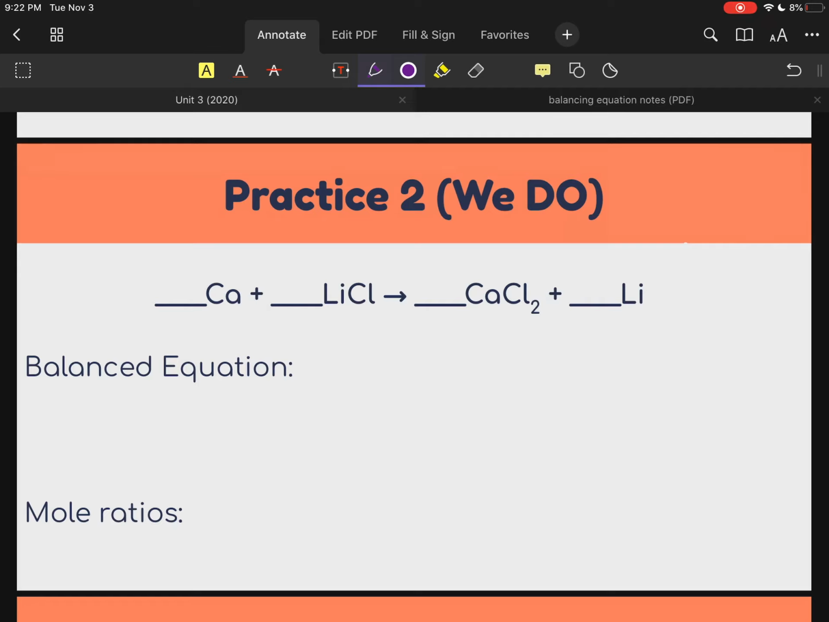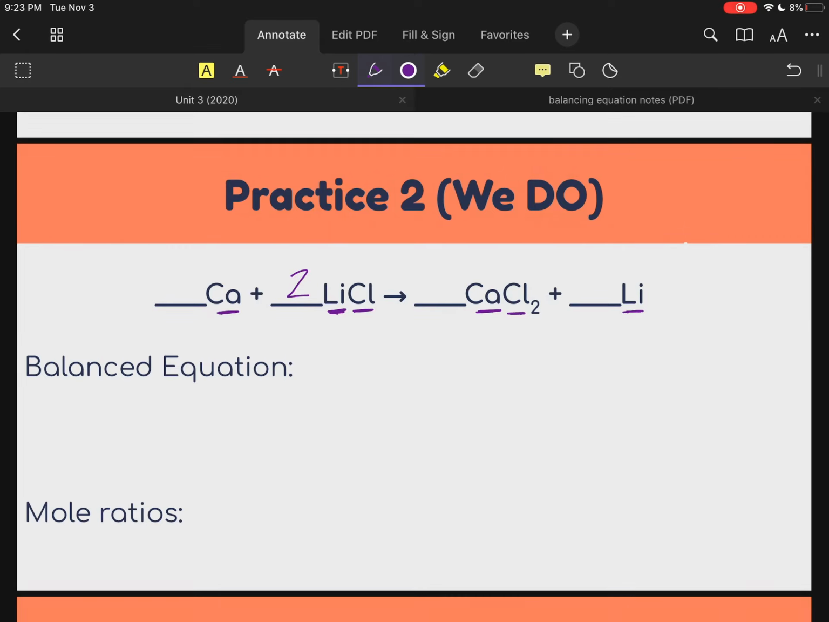We're going to be using this balanced equation for the rest of our practice problems. So let's go ahead and balance our equation, and then you'll have a chance to write some mole ratios. I'm going to start here with calcium. Here I have 1 calcium, here 1 calcium, so those are balanced. Let's look at lithium. I have 1 lithium, 1 lithium, so those are balanced. Here I have 1 chlorine, but here I have 2 chlorines. So that means I have to put a 2 here to balance out my chlorines.